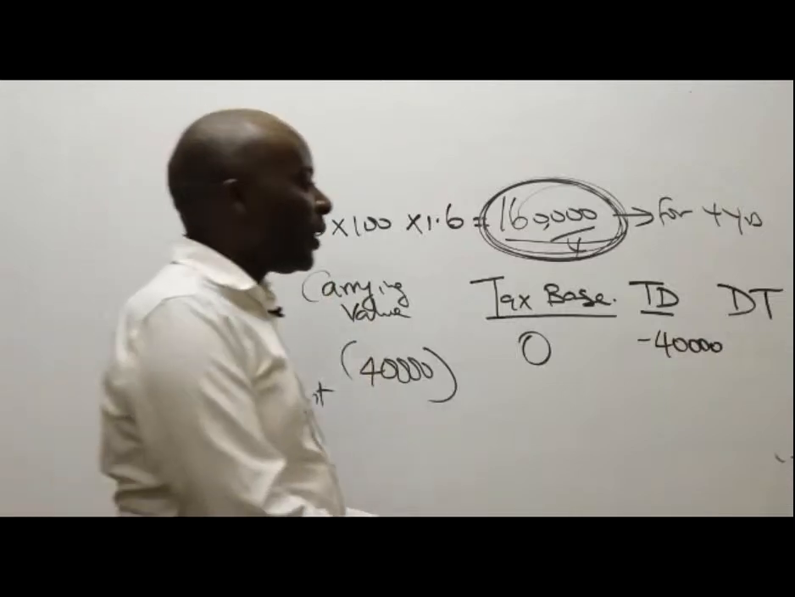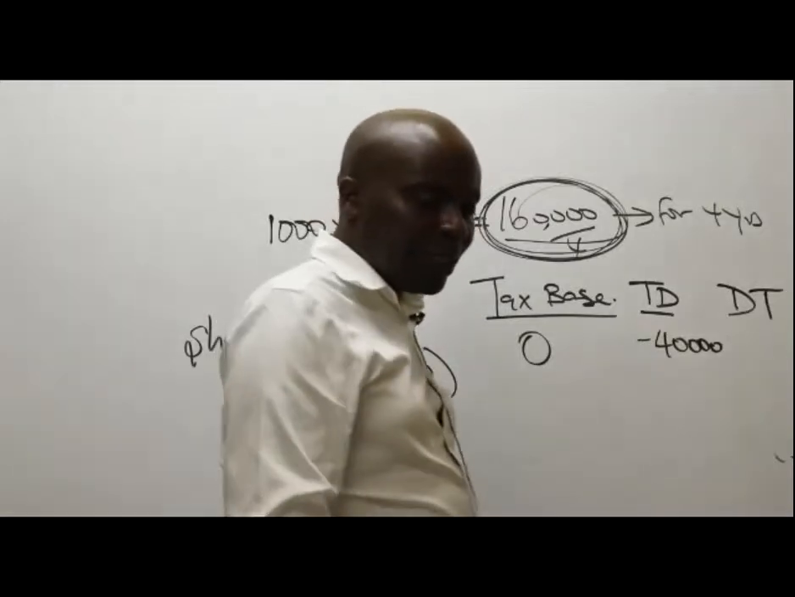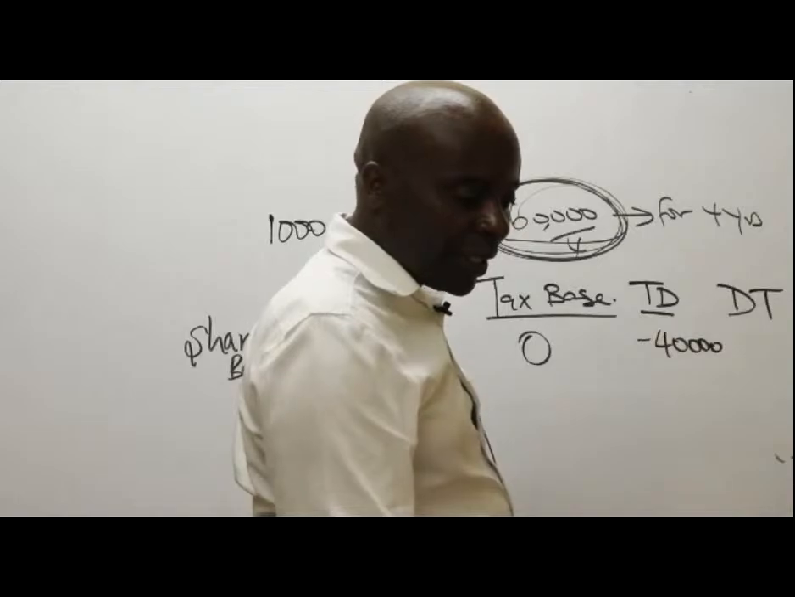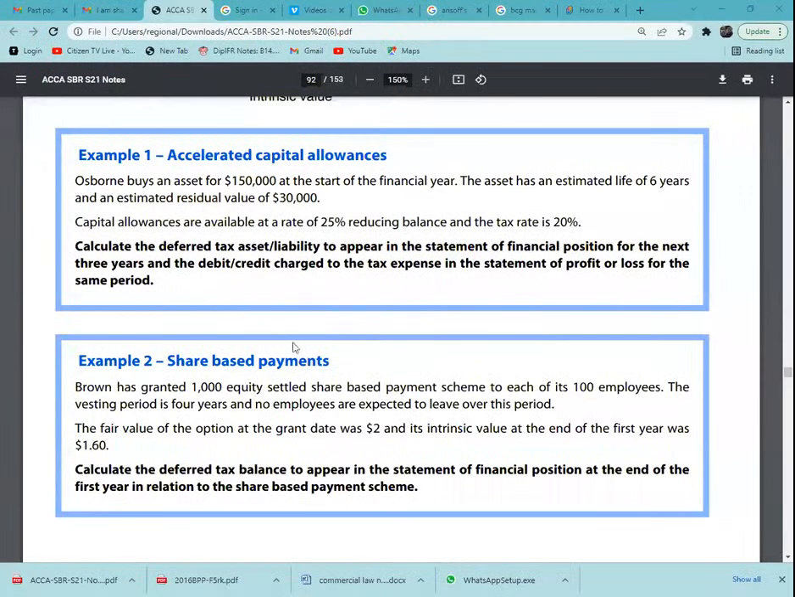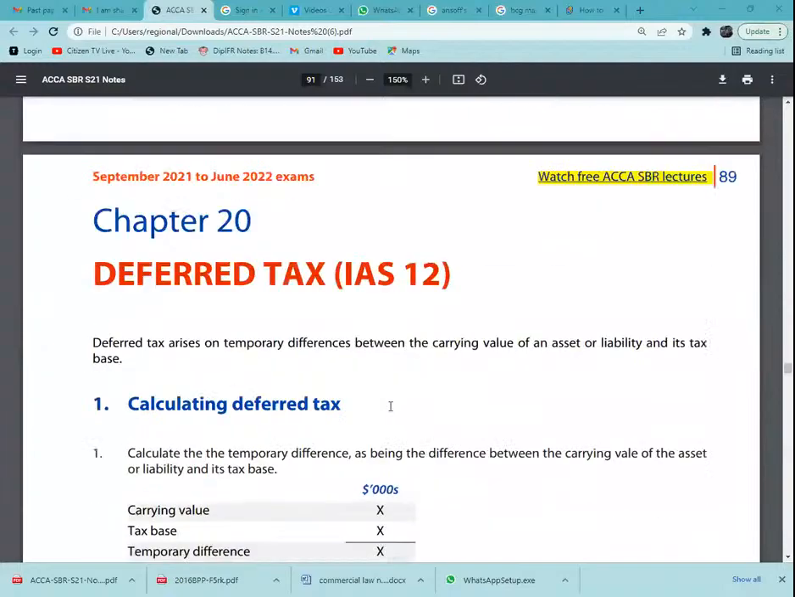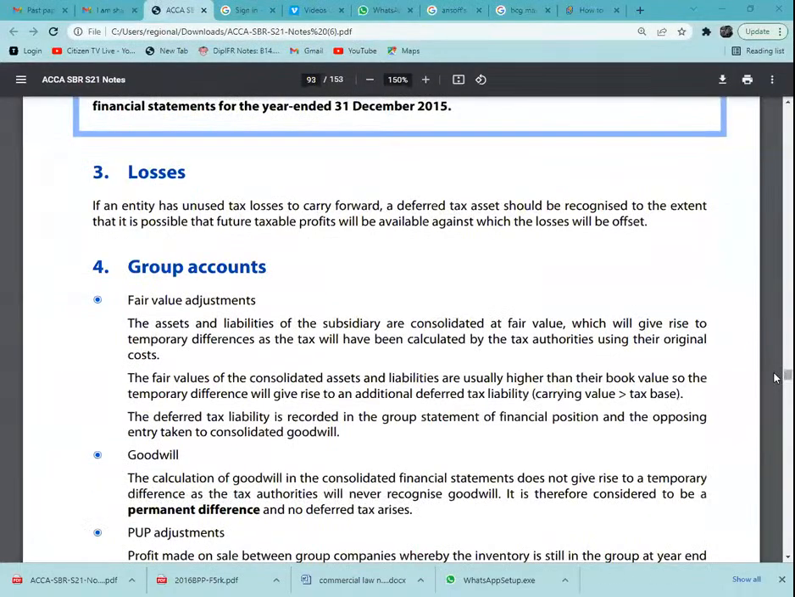And of course, in this case here, the deferred tax, what is the percentage? Have they given us the percentage rate? There is nothing really. Perhaps in this case, this is chapter number 20.